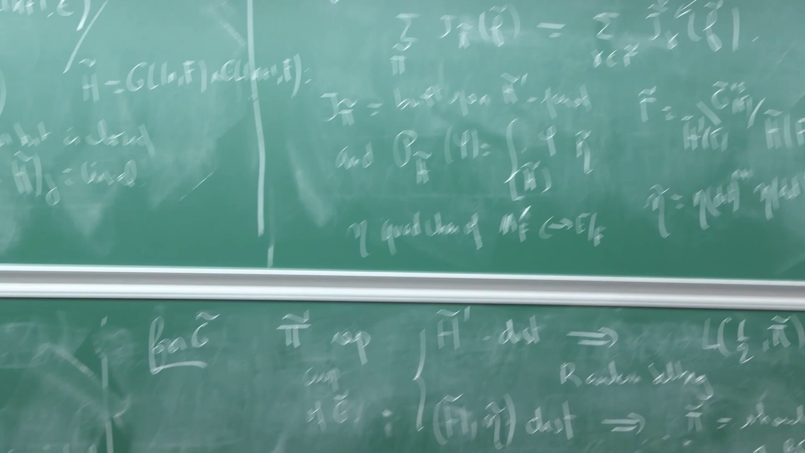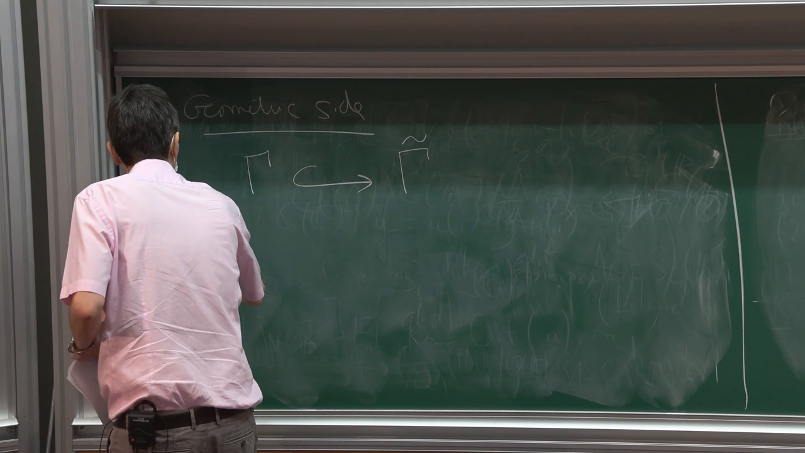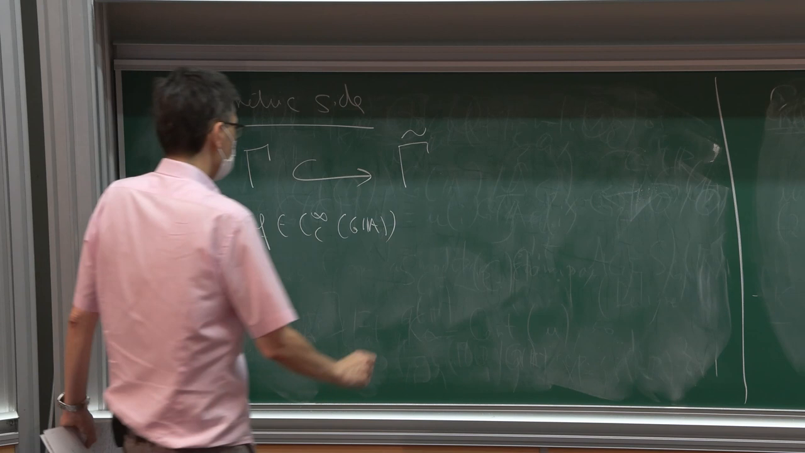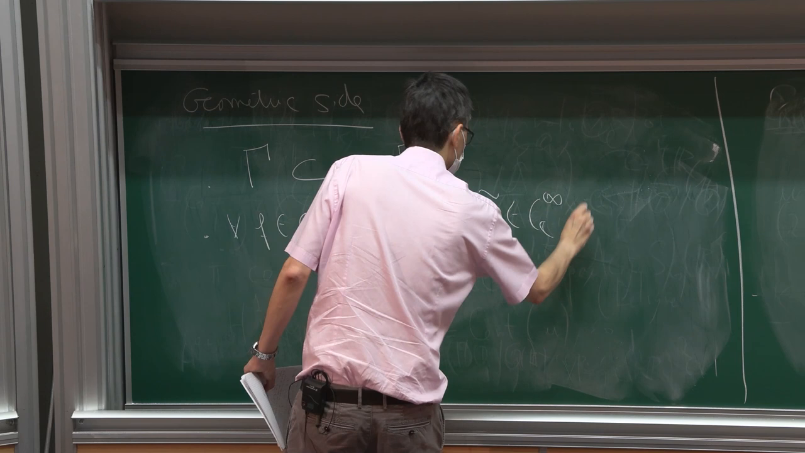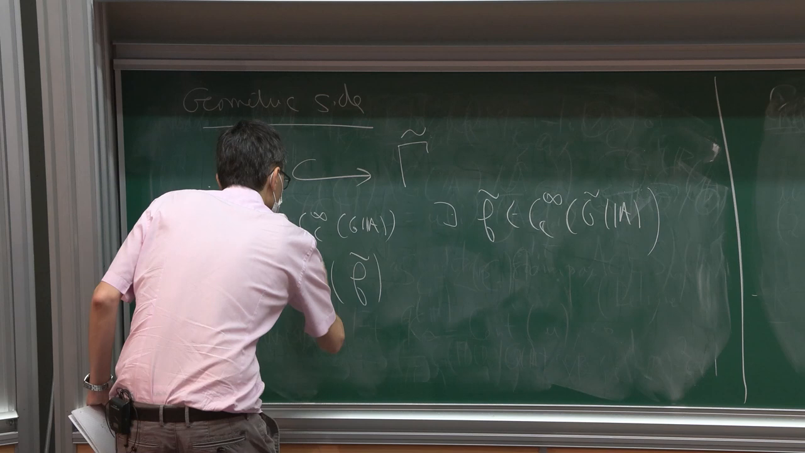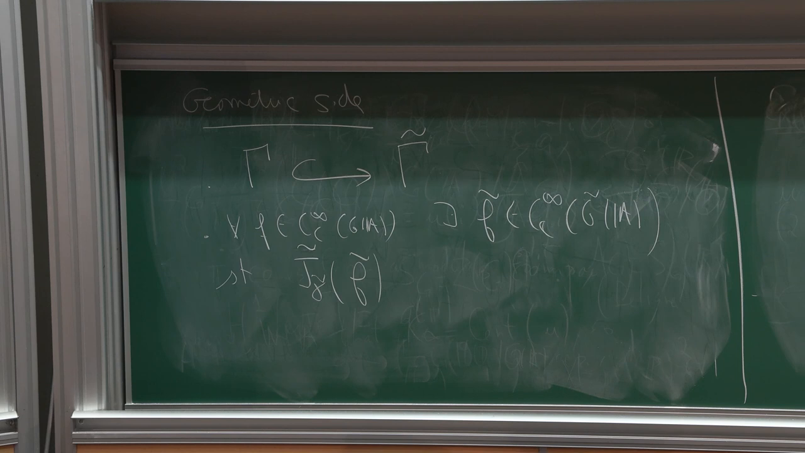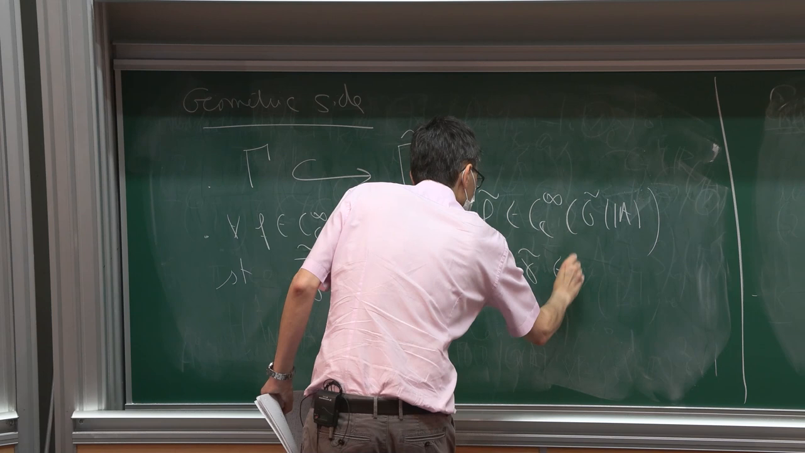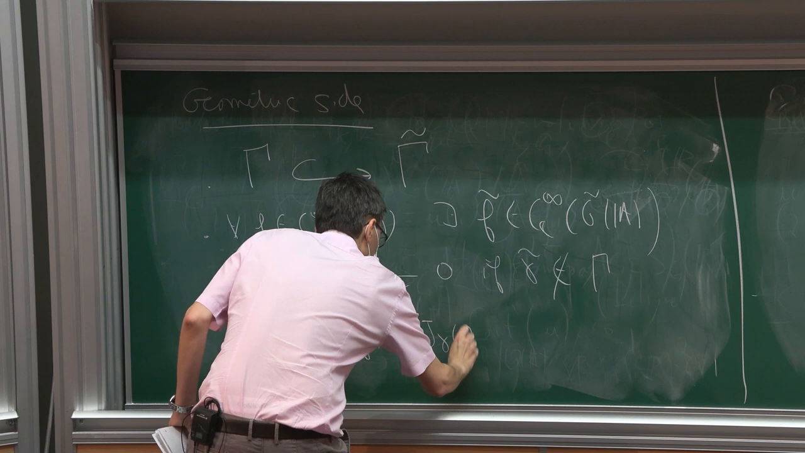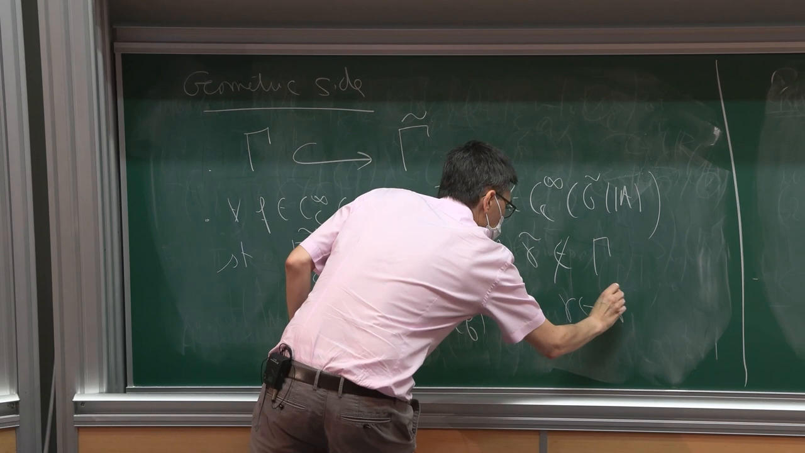And the point is that for all test functions on G of A, there exists a test function f tilde such that the orbital integral of f tilde is zero if gamma tilde does not belong to gamma, and the orbital integral of f tilde at gamma tilde is the orbital integral of f at gamma, if gamma tilde is the image of gamma.